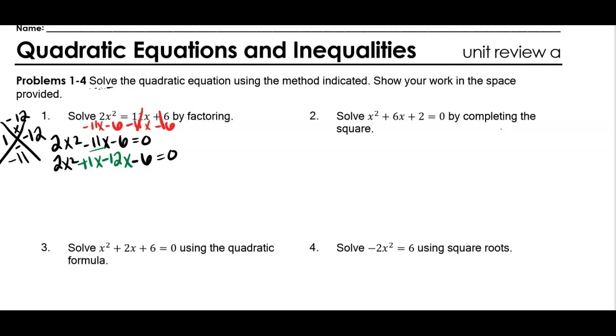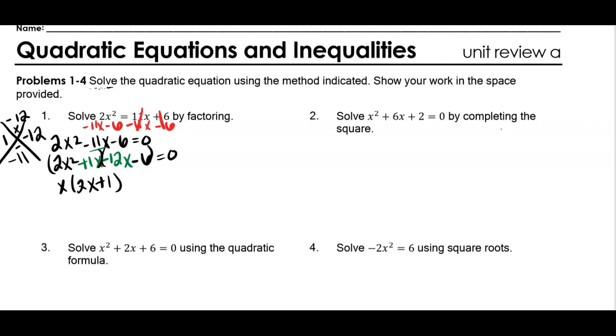Our next step is we are going to draw parentheses around the first terms and the last terms. And we're going to find our greatest common factors. So the greatest common factor of 2 and 1 is just 1, but they both have x. So I'm going to say my greatest common factor of 2x squared and 1x is just x. From here, I'm going to work backwards. I'm going to say x times 2x is 2x squared, and x times 1 is going to give me that 1x.